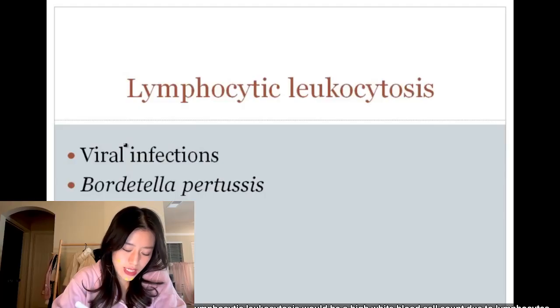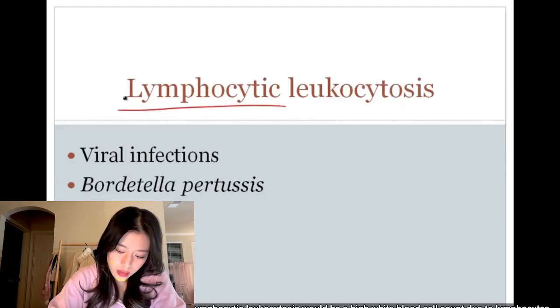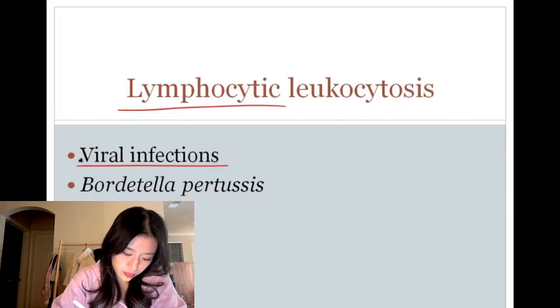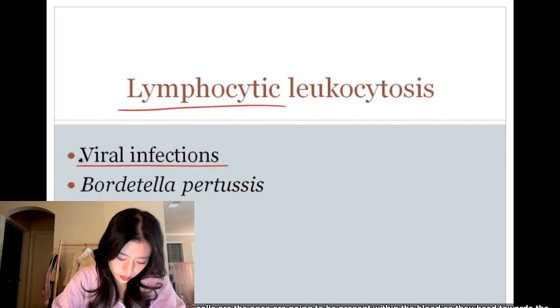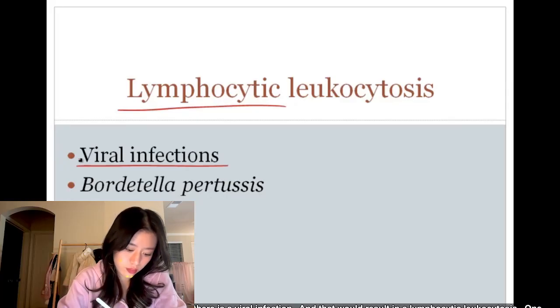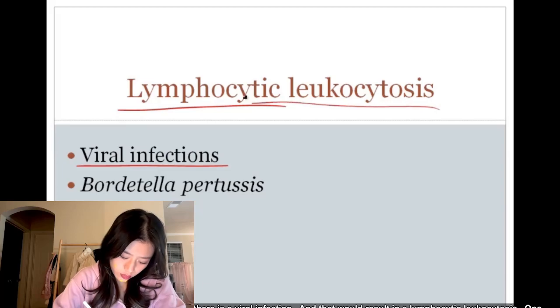Lymphocytic leukocytosis would be a high white blood cell count due to lymphocytes, and it's classically going to be seen in viral infections. Recall that viral infections are going to be fought and handled by the CD8 positive T cells. And so the CD8 positive T cells are the ones that are going to be present within the blood as they head towards the viral infection or are activated by the fact that there is a viral infection. And that would result in a lymphocytic leukocytosis.